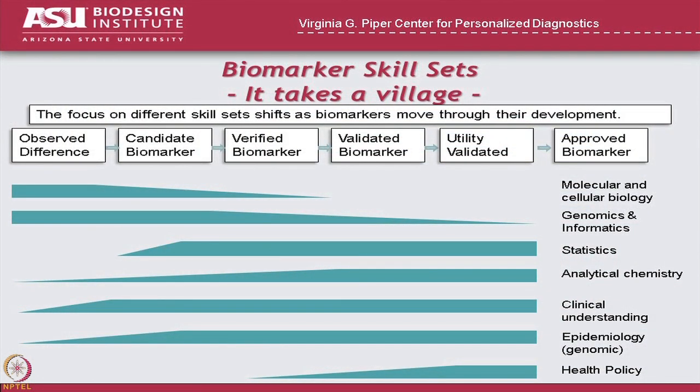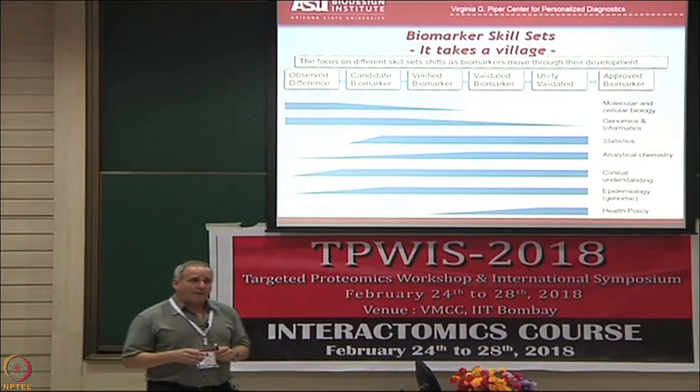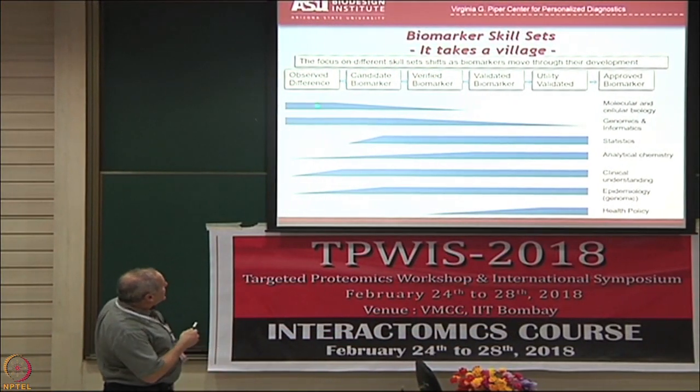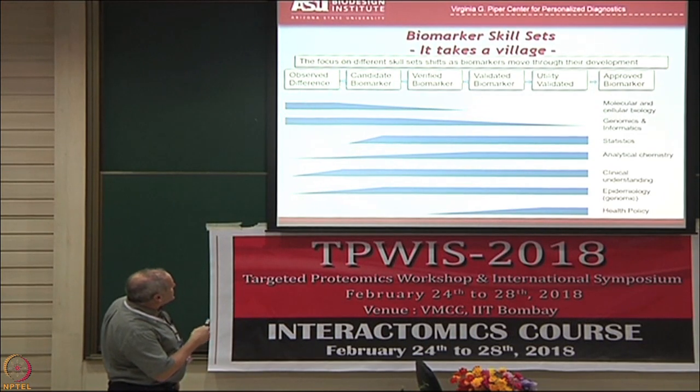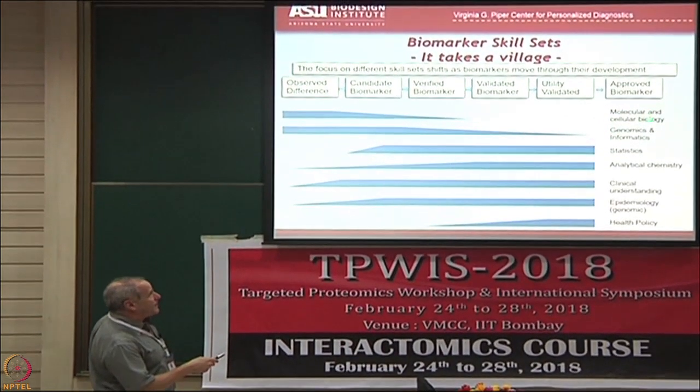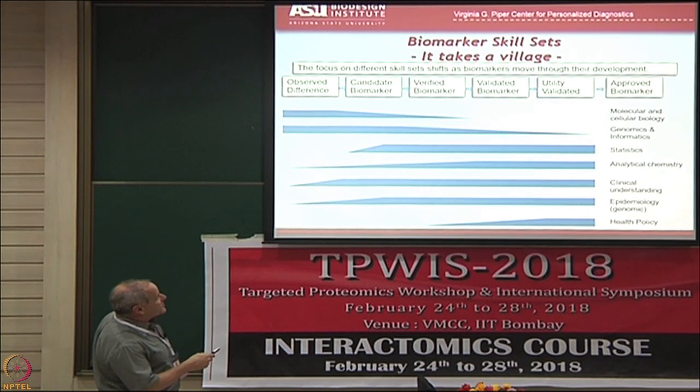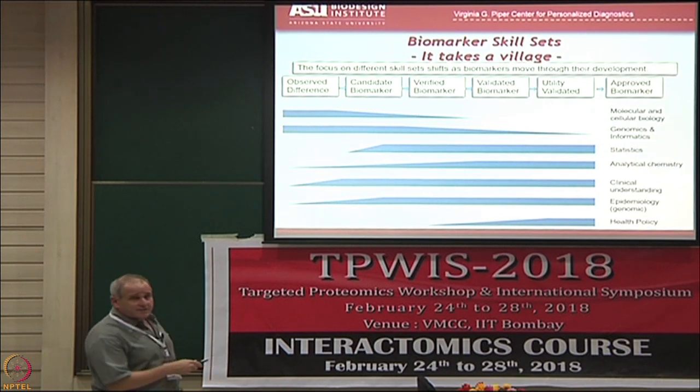And so that's what's shown here. And this is just to emphasize that to get a good marker, you need a multidisciplinary team. There's no way around that. Early on, you need to do these first studies, you need people with molecular and cellular biology experience. Throughout the study, but especially at the beginning, you'll need genomics and informatics. As you go further into the study, you need good statistics.